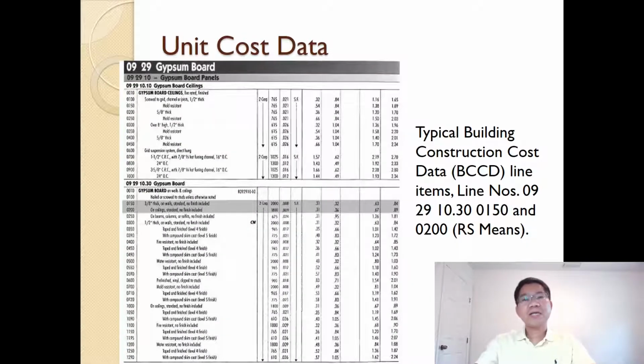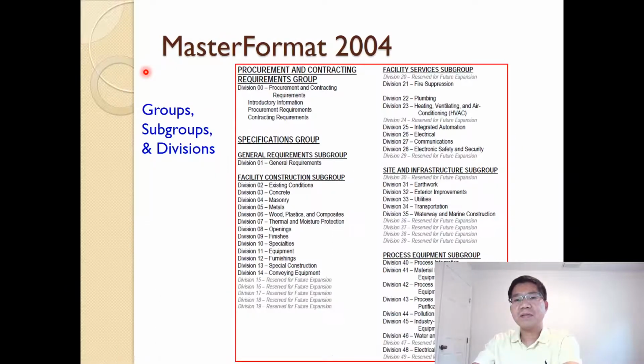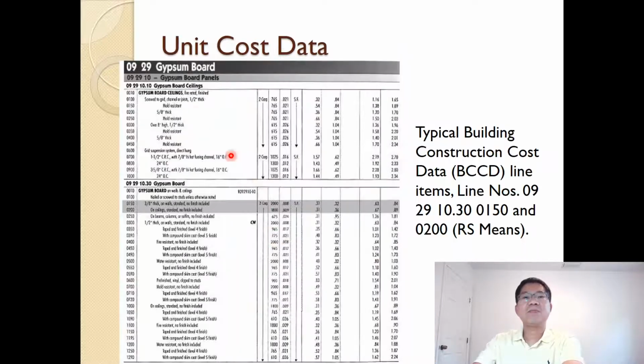And then the unit cost data applies for each division. As you can see, this is division 9, and the code is from RSMeans. So division 9, if you go back here, is the finishes, and of course you see gypsum board is finishes work, so that is division 9.